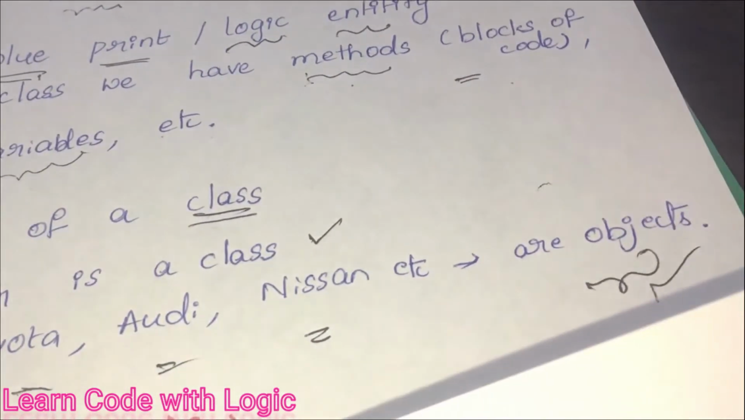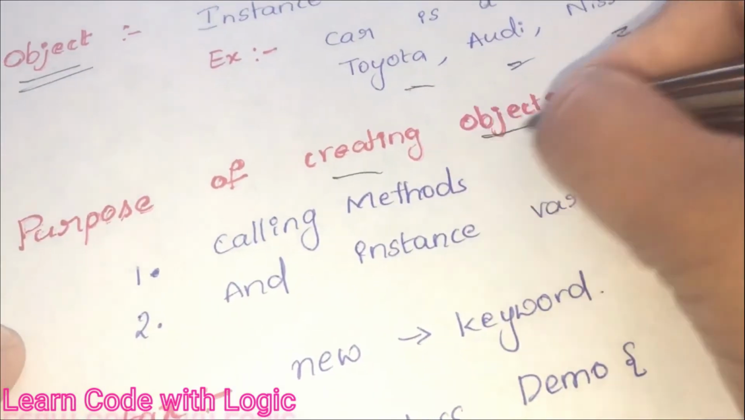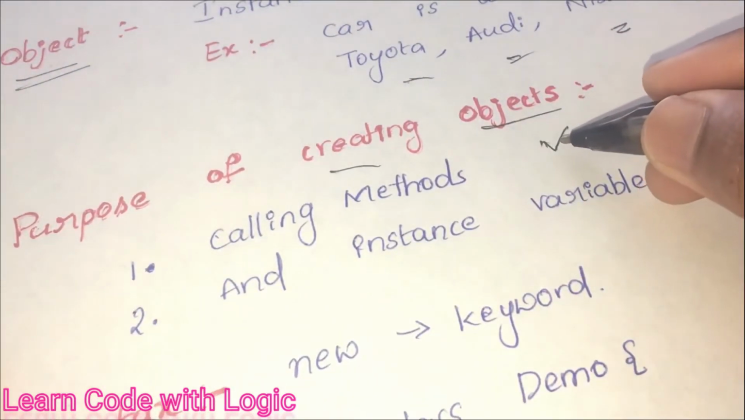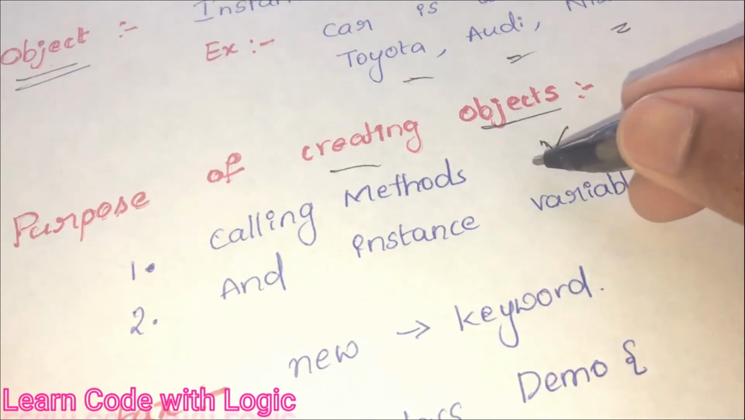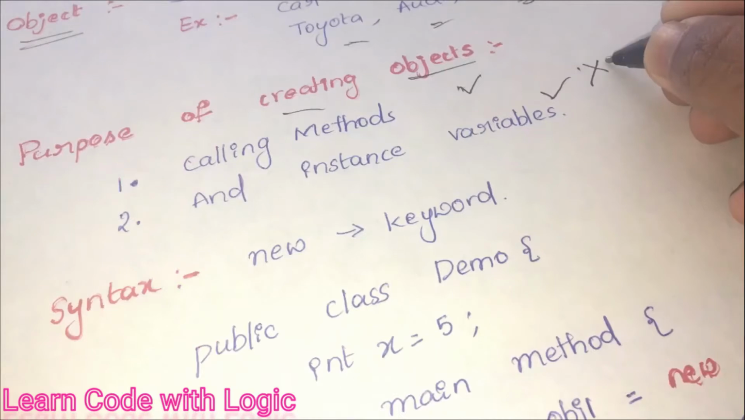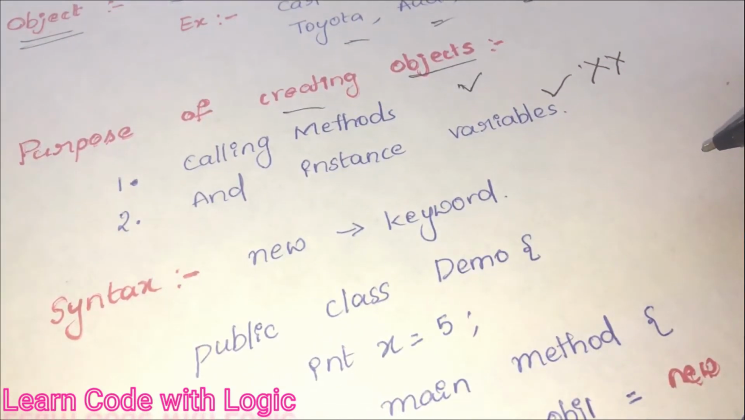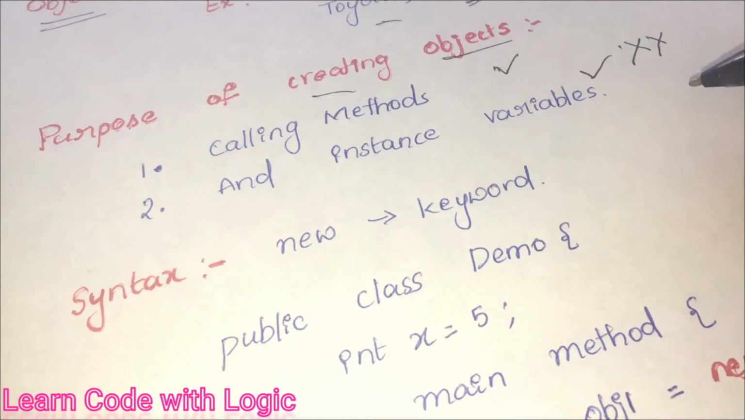in Java. Now let's understand why we create objects. The purpose of creating objects is for calling methods and calling instance variables. Without having objects, it's not possible to call instance variables or methods. We will understand more once we look into the coding examples.